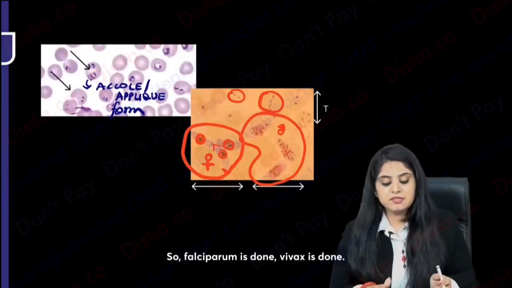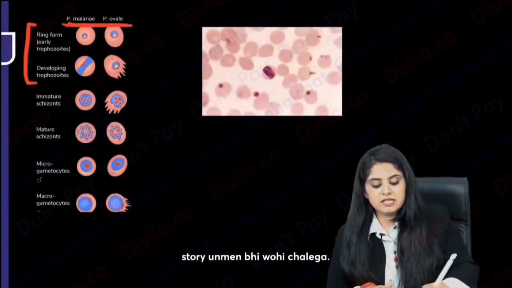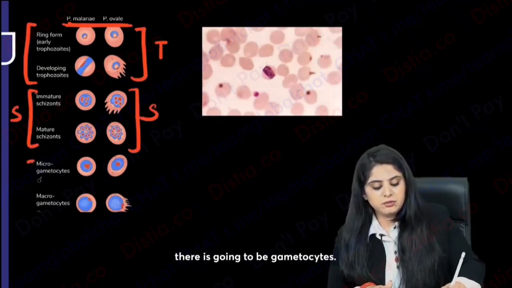So falciparum is done, vivax is done. Now we come to malariae and ovale. The story is the same here as well. There is going to be trophozoite, there is going to be schizont, there is going to be gametocyte.